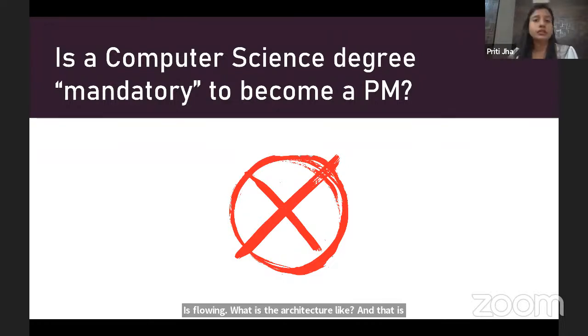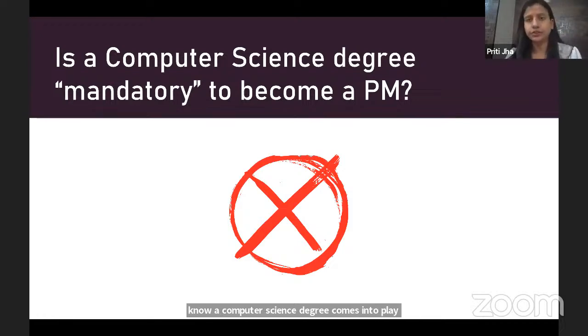You would also hear terms like system design. That's what system design is: how is my system essentially connected? How is my system designed overall? And that is where a computer science degree comes into play.